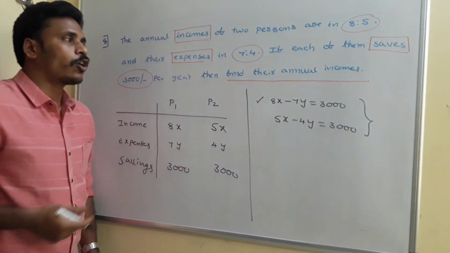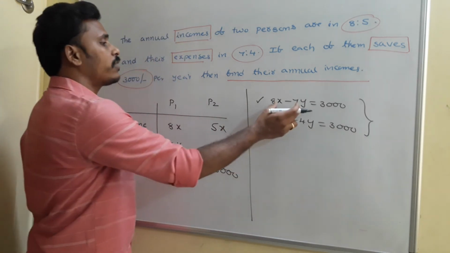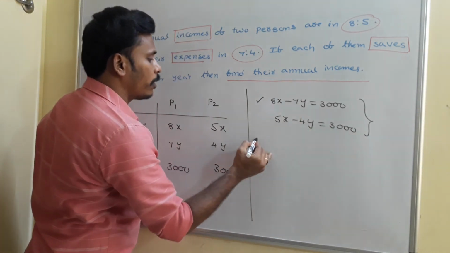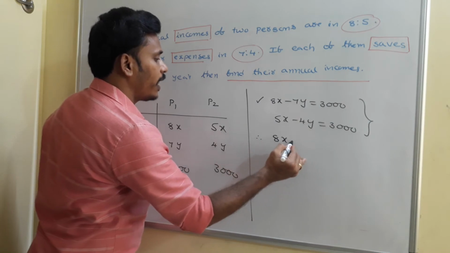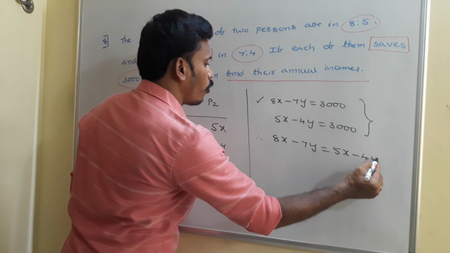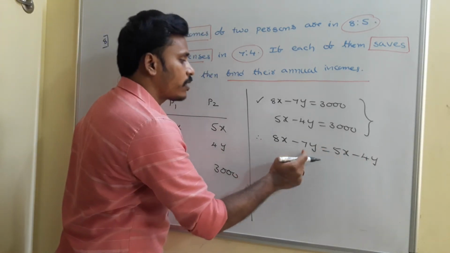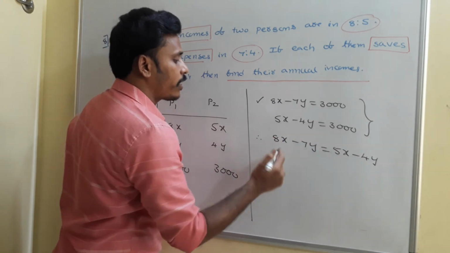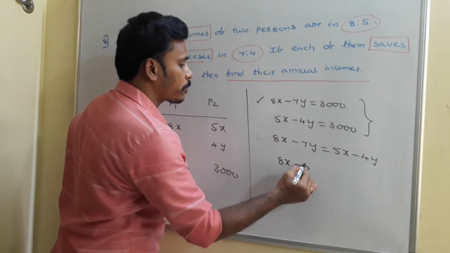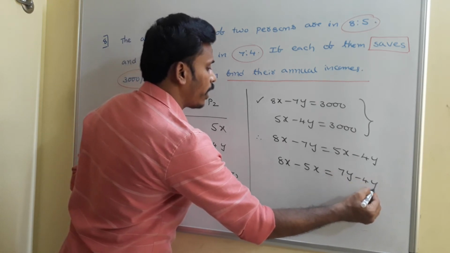So as per the question, the savings of both persons are the same. In the sense, income minus expenditure is the same for both persons. Therefore 8x minus 7y is equal to 5x minus 4y. So send this 5x this side, 7y that side. 5x if it comes this side, 8x minus 5x is equal to 7y, going to that side it becomes 7y minus 4y.